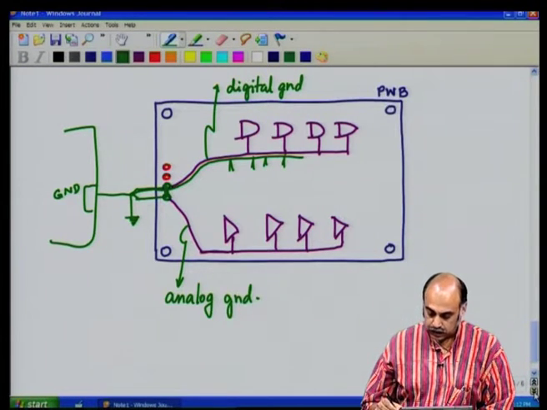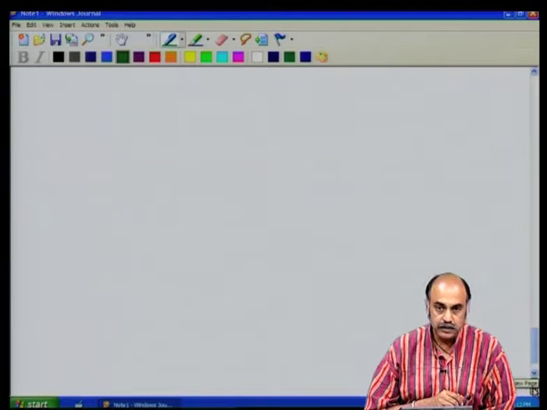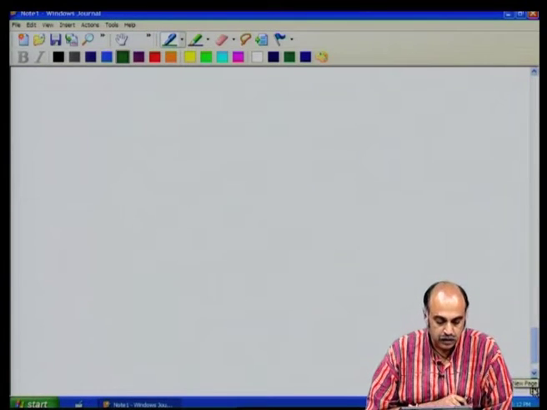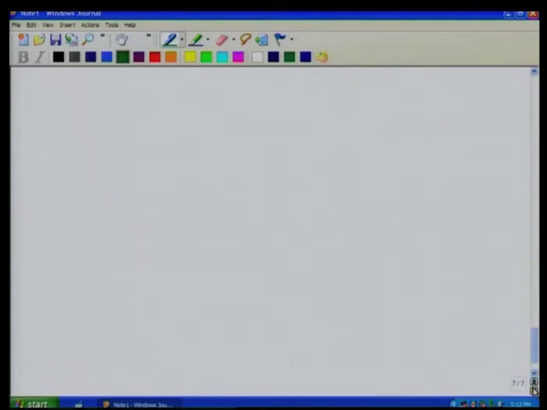So, these are some tips for a good layout and design, routing design. We shall discuss one more problem which is a major issue in printed wiring boards, and that is called reflections.